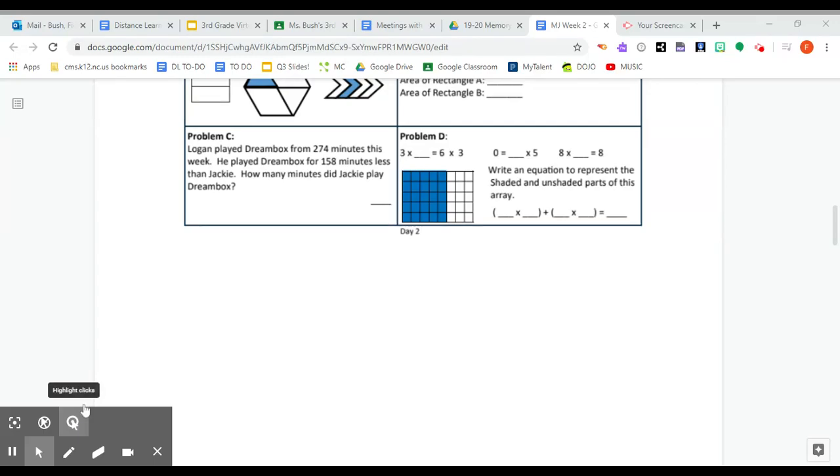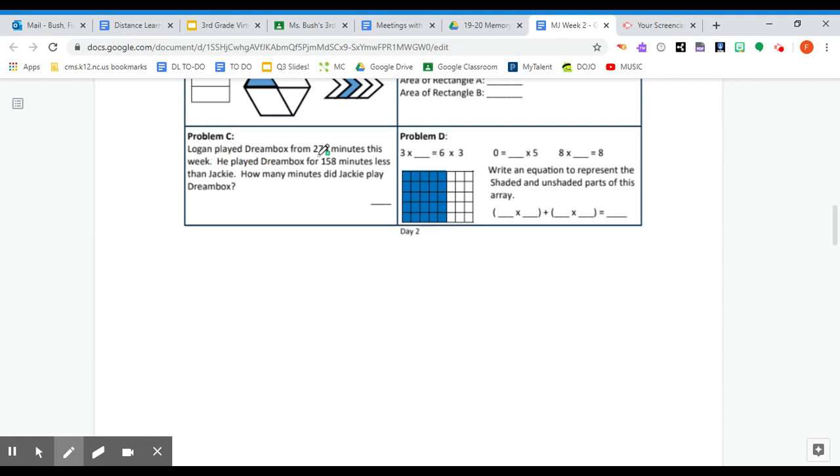Okay, so today I am going to solve problem C. It says Logan played Dreambox for 274 minutes this week. He played Dreambox for 158 minutes less than Jackie. How many minutes did Jackie play Dreambox?